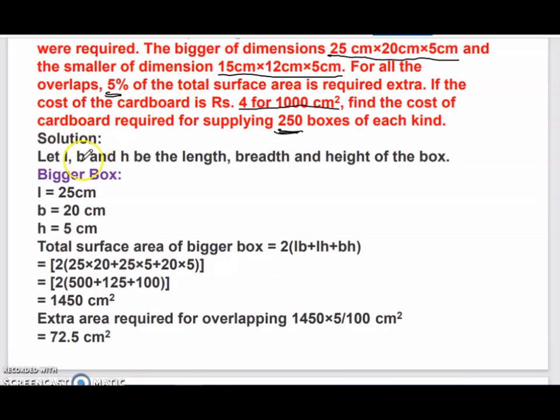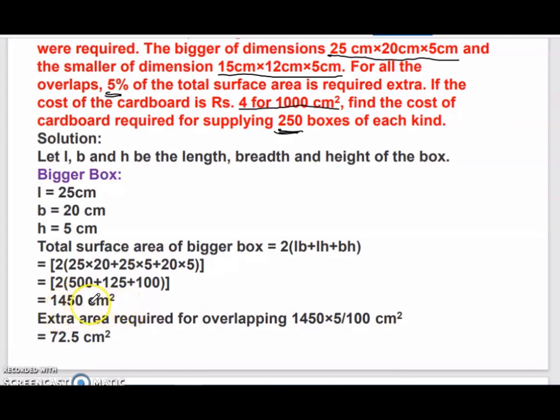So if you go step by step, you can find for the bigger box first. Bigger box, for one box, what will be the total surface area? 2 into (LB plus BH plus LH), where you will substitute the values of length, breadth and height. So for the bigger one, these are the dimensions given: 25, 20 and 5. So after substituting that, you will get 1450 centimeters square.